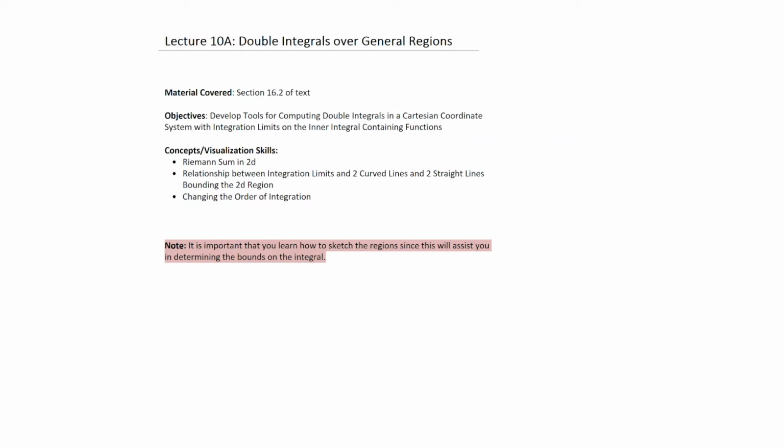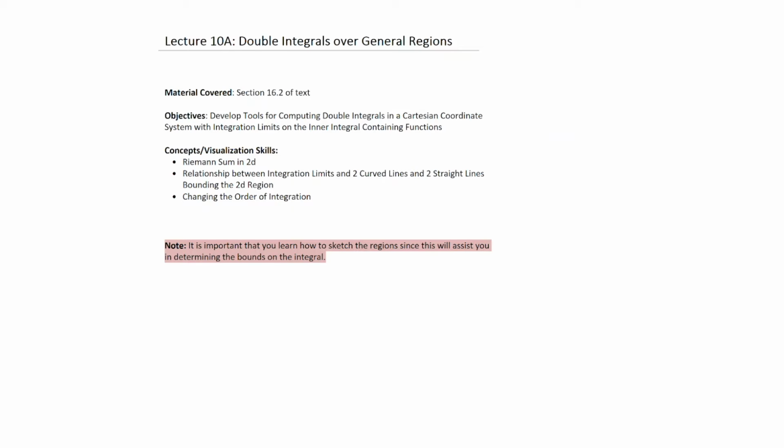Welcome to Lecture 10A. In this case, we're interested in double integrals over general regions. The material for this lecture comes from section 16.2 of the text. The objectives of this lecture are to develop the tools for computing double integrals in a Cartesian coordinate system with integration limits on the inner integral containing functions, not constants, functions.